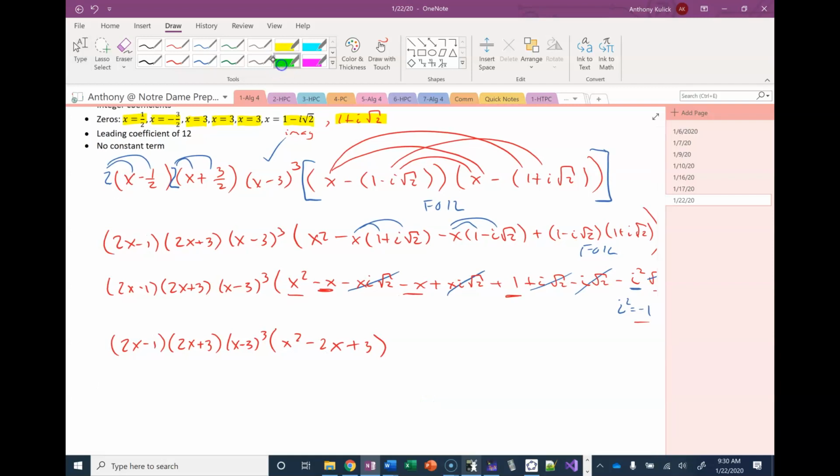We still have 2 more things to worry about, though. We need a leading coefficient of 12. Right now, what's my leading coefficient? It's going to be 4, because I'd have 2x times x to the third times x squared. So 4 would be the leading coefficient. To get the leading coefficient up to 12, I just need to multiply by 3, because 3 times 4 is 12. Okay with that?